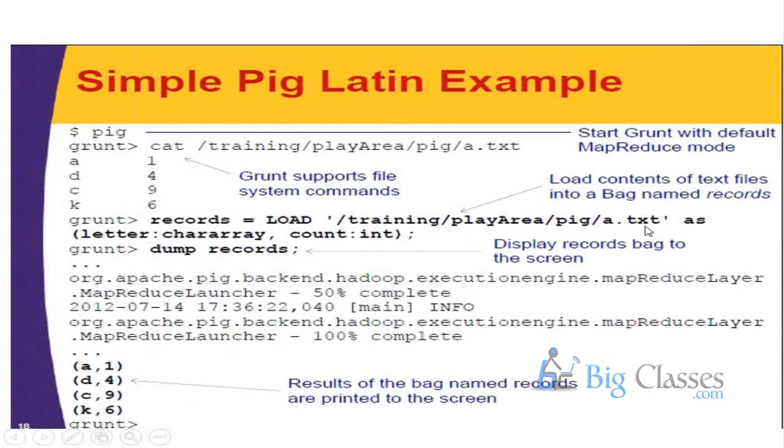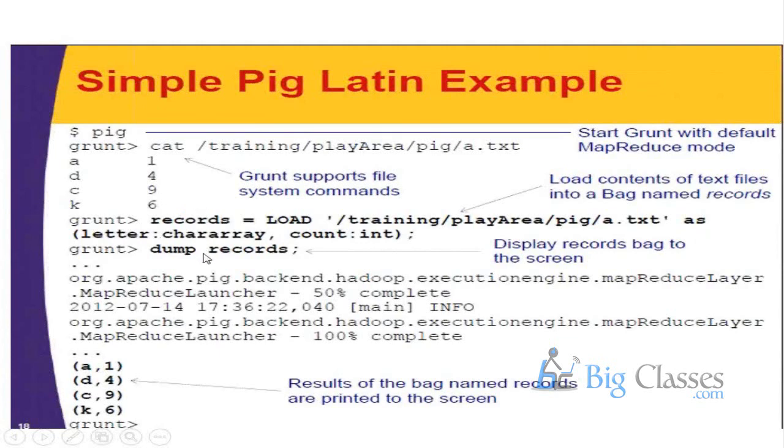I have my file in this path. That file data I need to load into this bag. This is the file name, the name of the file where you want to load into the bag. As is a keyword. As, this is the schema name. What are the columns we have? Letter, chararray is the data type, count, integer data type. Letter is a column name, colon, data type. Count is a column name, colon, data type. Like this it is going to create a bag.